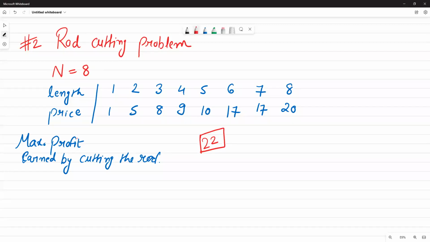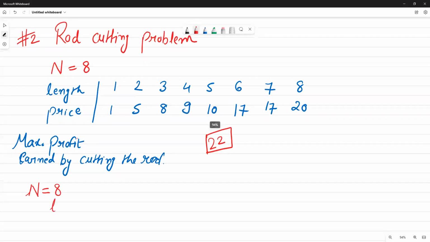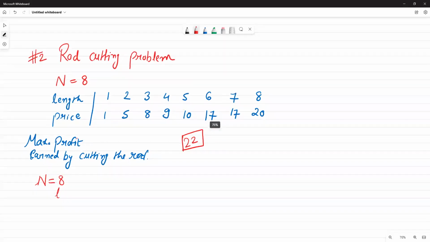I will give you one more example for this. Let's suppose I'm giving you another array. So here, length and price.